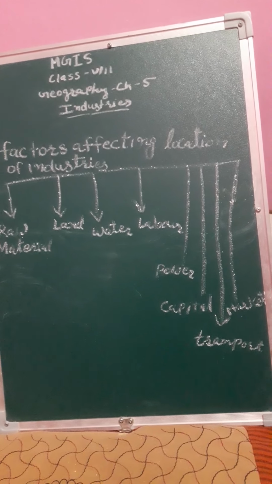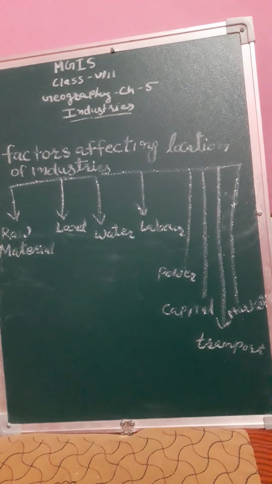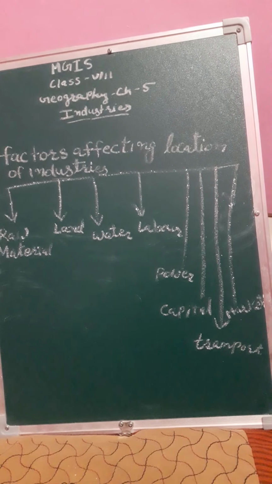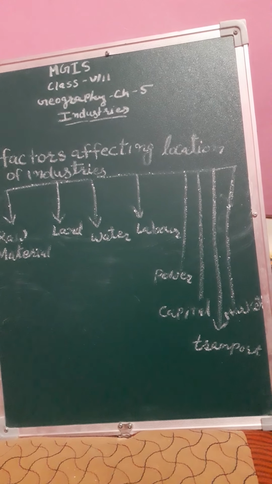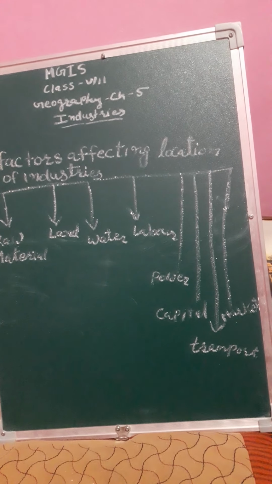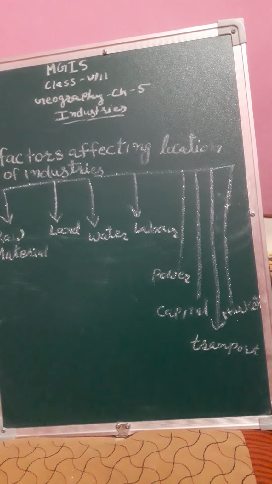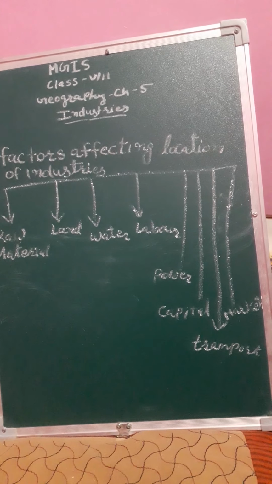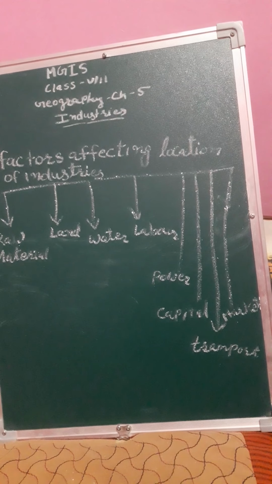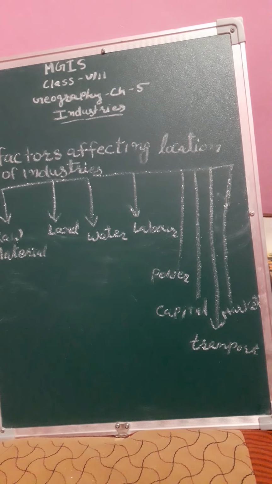Next, water. Water is another important requirement for industries. Many industries are established near rivers, canals and lakes. Because of this reason, iron and steel industries, textile industries and chemical industries require large quantities of water for their proper functioning.